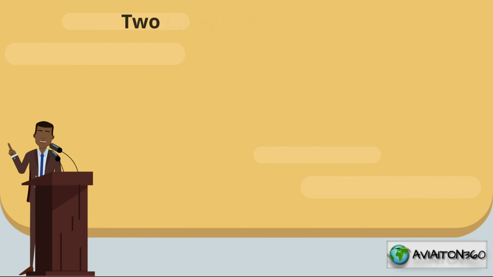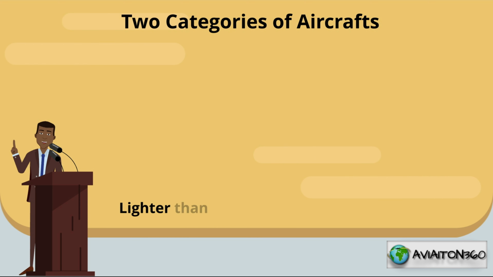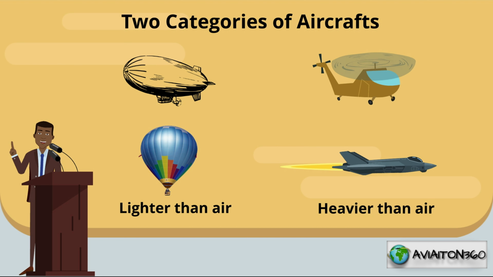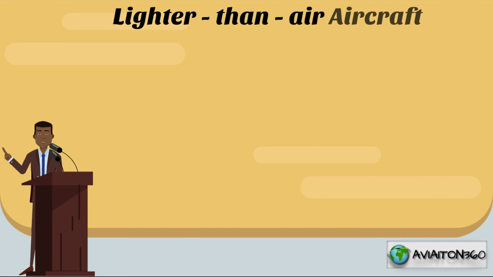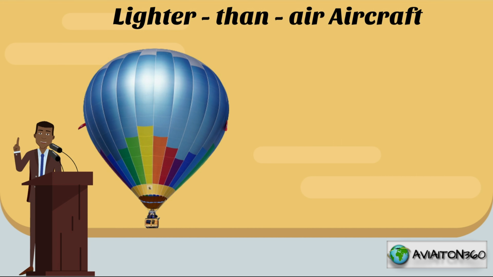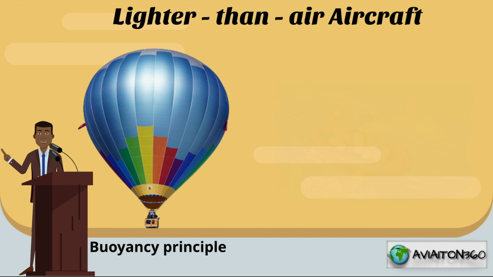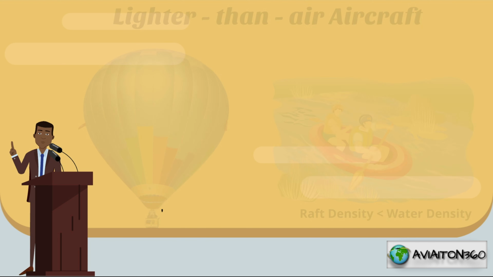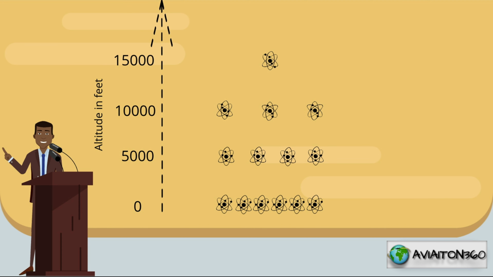There are two categories of aircraft: lighter than air and heavier than air. Lighter than air aircraft, such as the hot air balloon, work on a buoyancy principle. They float on air, much like rafts float on water. A raft floats as it has less density than that of water. Although the density of water is constant, the density of air decreases with altitude.